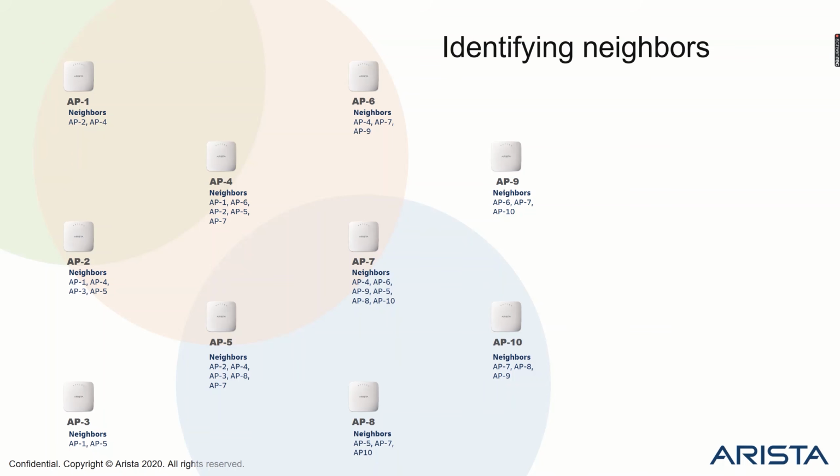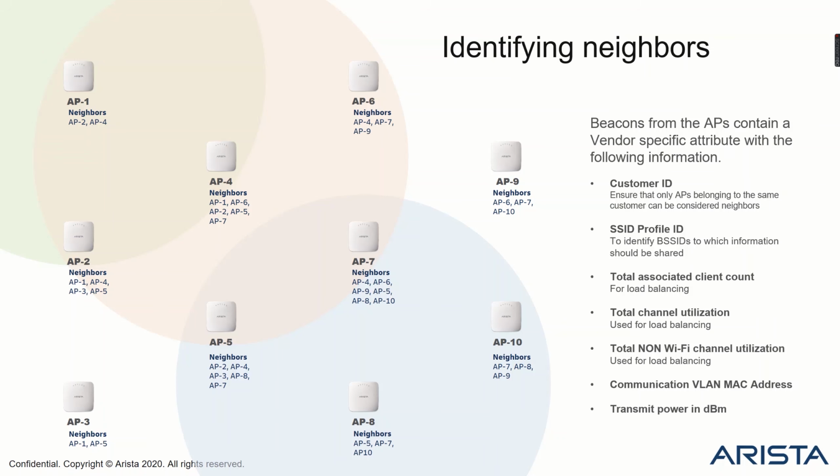And to be able to do this, each of Arista's APs transmits in its beacons a bunch of information that allows APs to realize which are its neighbors, which APs are on the same network as they are. And also they share information about client count and channel utilization, both Wi-Fi and non-Wi-Fi, so that better RRM decisions can be taken.